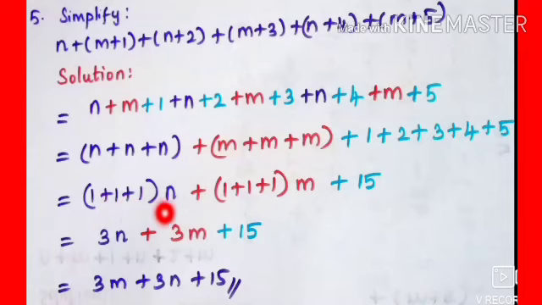So, here the coefficient of n is 1 plus 1 plus 1, which is 3. So, 3n. And the coefficient of m is 1, 1 plus 1 plus 1 is 3. So, 3m. Then 1 plus 2 is 3. 3 plus 3, 6. 6 plus 4, 10. And 10 plus 5 is 15. And here finally we get 3n plus 3m plus 15, which is the required algebraic expression.